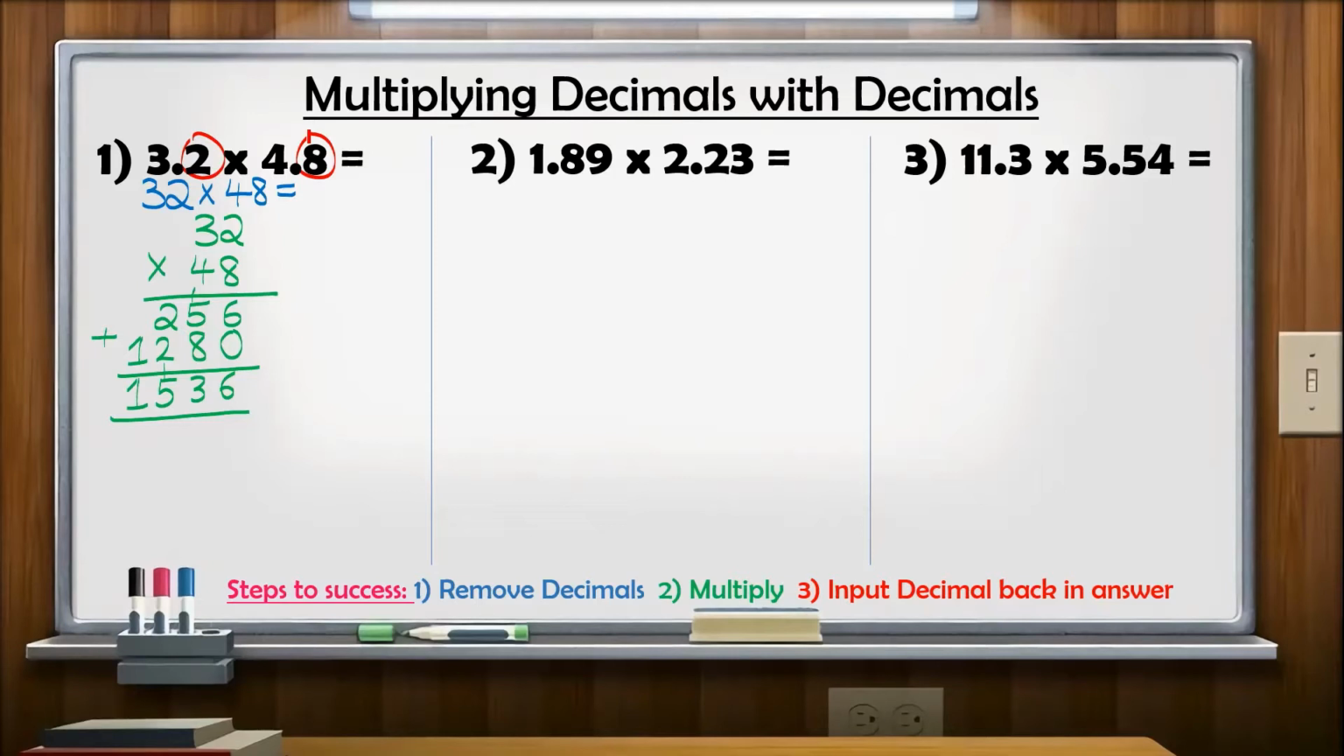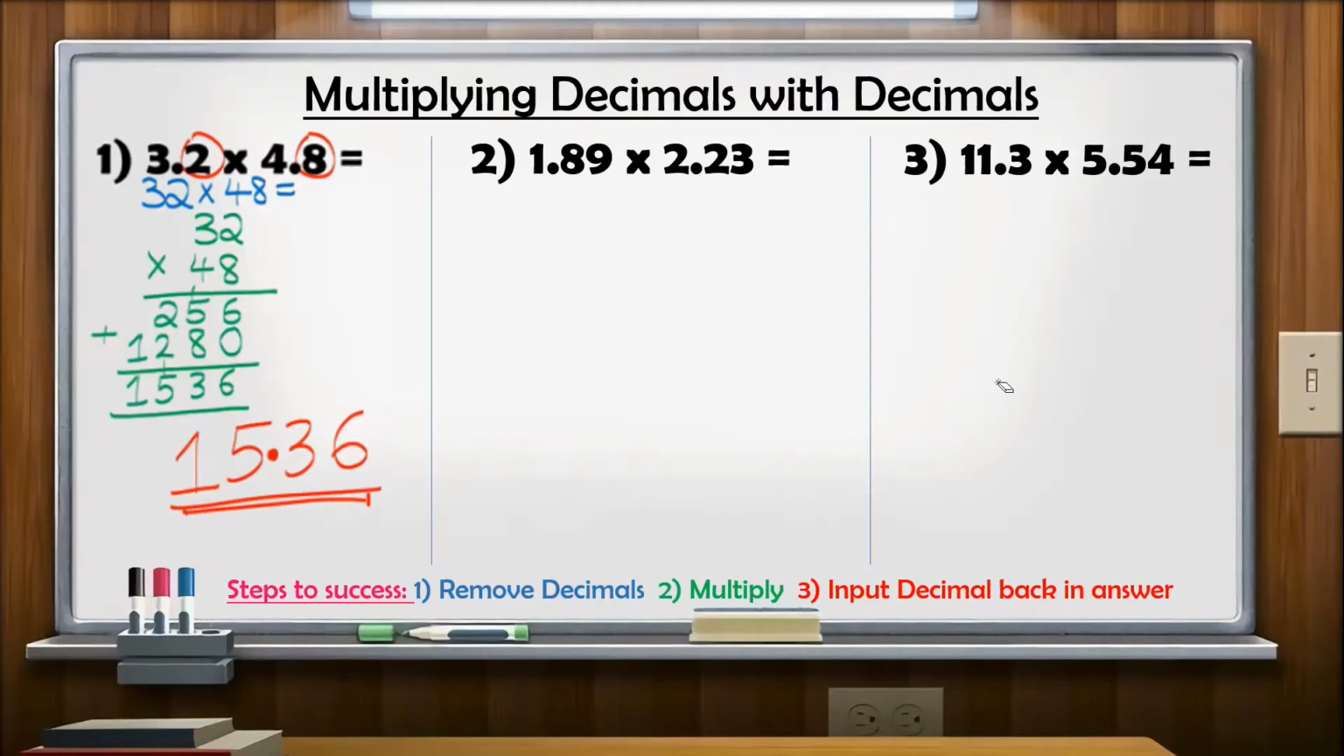So using my answer for 32 times 48, I'm going to count from the back and see where my decimal point should be. So I'm counting 2 place value positions, 1 and 2, and I'm going to place my decimal point in between the 5 and the 3. So therefore, my final answer for 3.2 times 4.8 is 15.36. Now moving on to example number 2, 1.89 times 2.23.